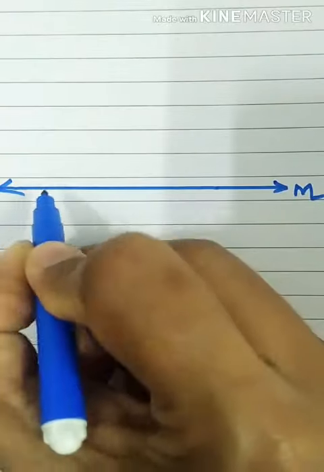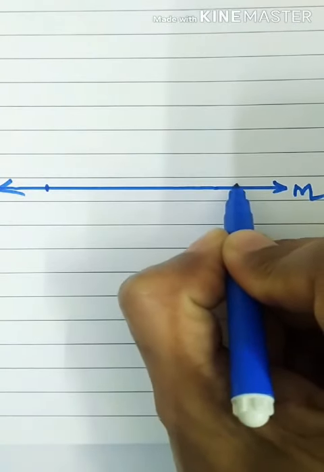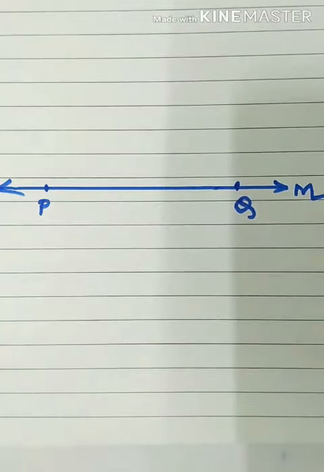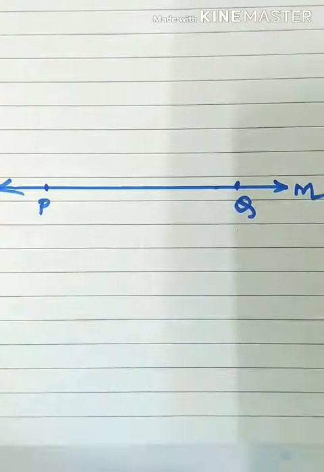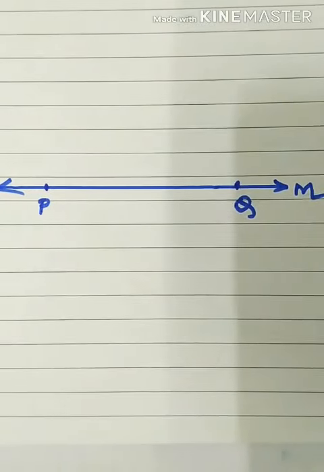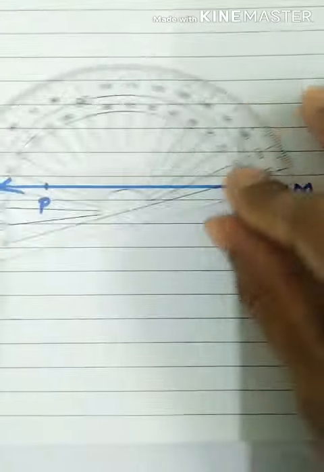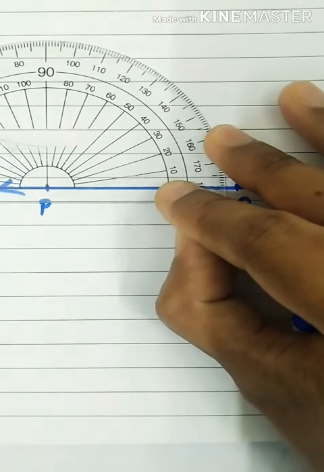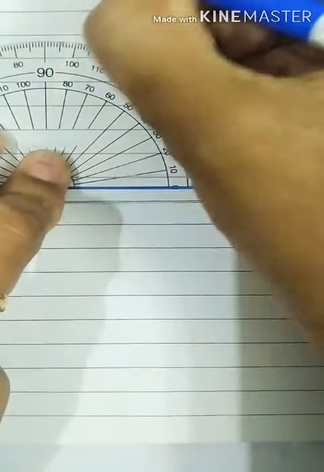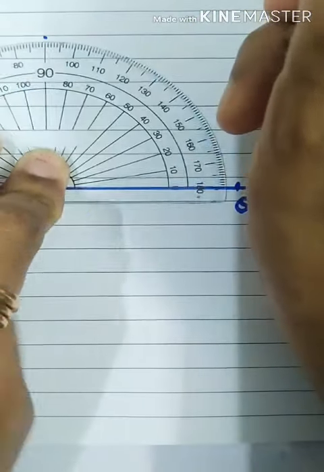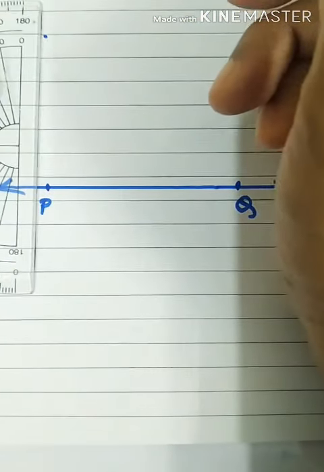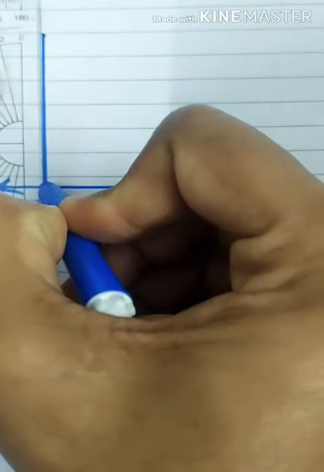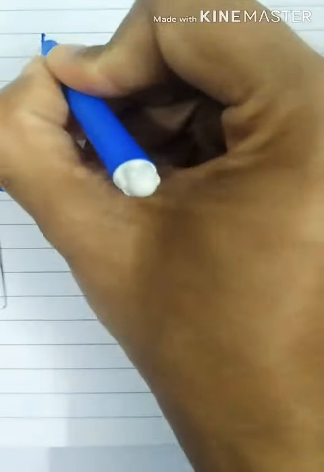On this line M, we will take any 2 points, P and Q. I am naming it as P and Q. You can name it as any name, any alphabets you can use. So I got 2 points. Keep the protractor on point P. Should coincide exactly this way. Mark 90 degree. Okay, now complete that perpendicular. Yes, put the perpendicular sign.